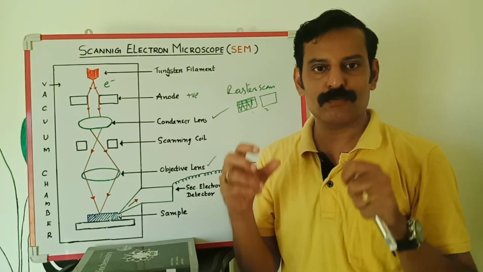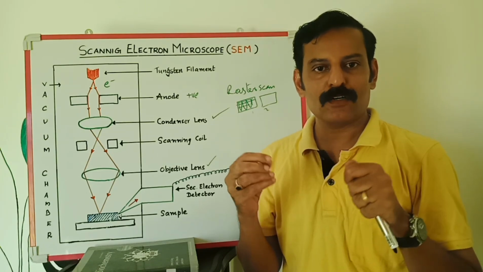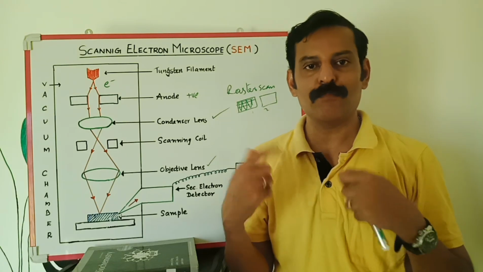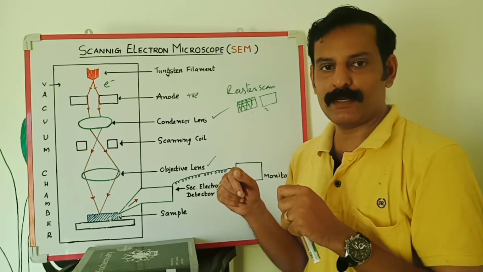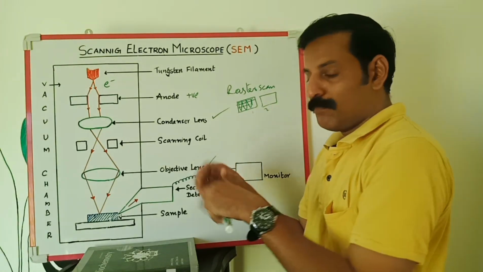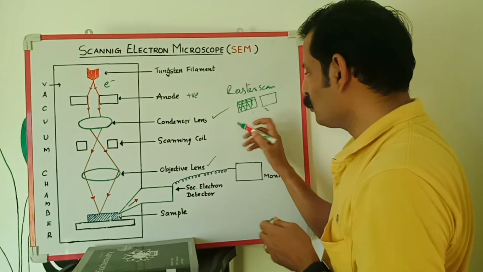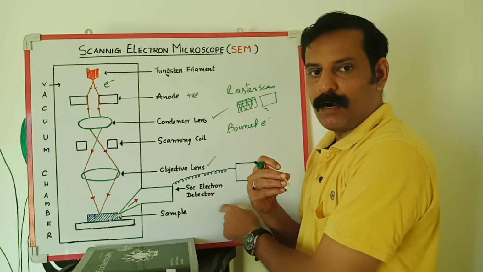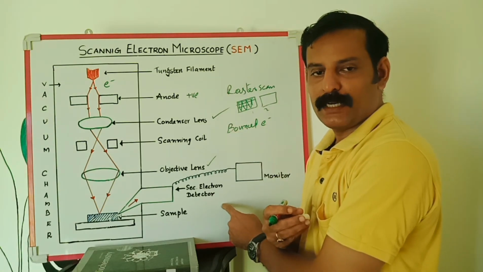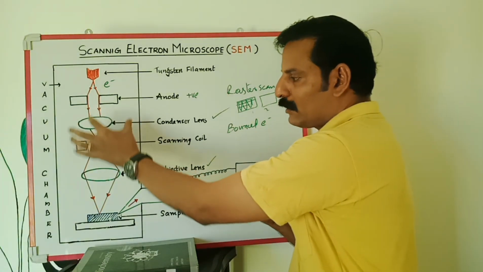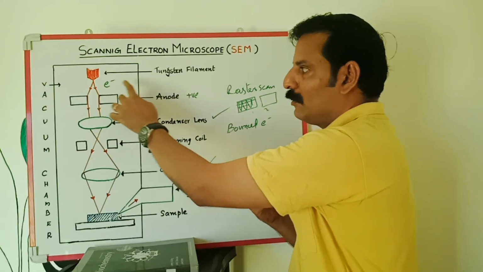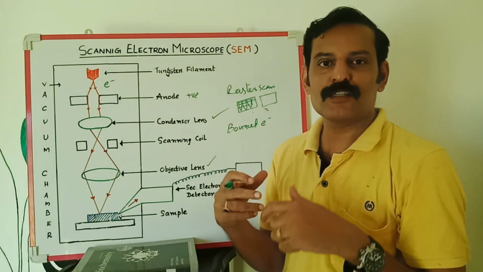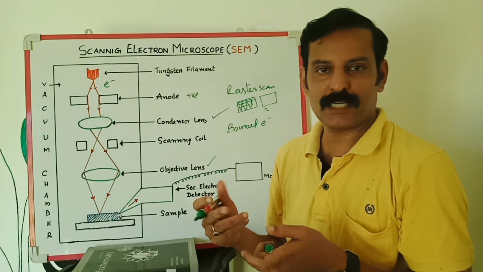If you give electrons to an object, either the electrons will be absorbed by the object or the electrons will be bounced back to the atmosphere. So here the bounced back electrons will be captured by an electron detector. The electron beam coming from the tungsten filament is known as the primary electron, and the electrons bounced back are known as the secondary electron.